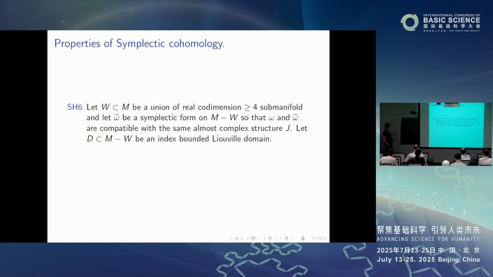Then there's another property. If I have some subset W of real codimension 4, so you think of W as a subvariety of complex codimension 2 or higher, and then I have two symplectic forms in the complement of W, and some appropriate complex structure and some index-bounded Liouville domain, then I can define symplectic cohomology over the intersection of these Novikov rings.